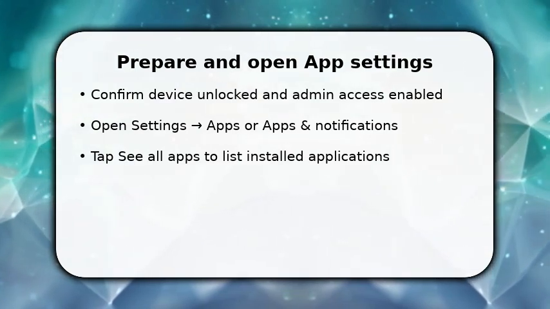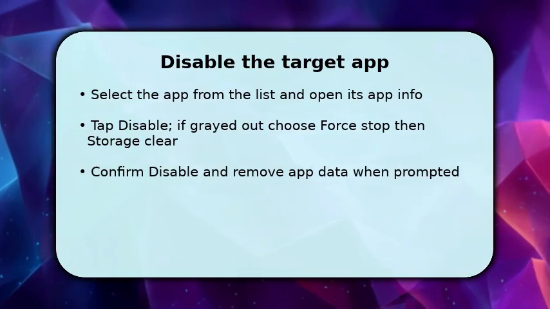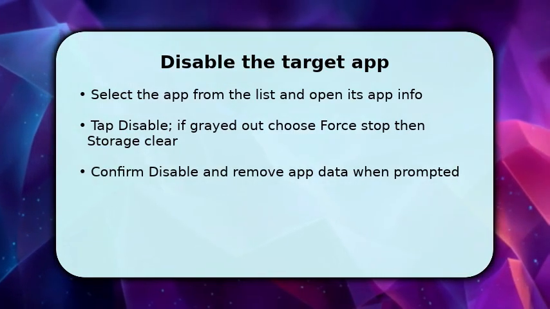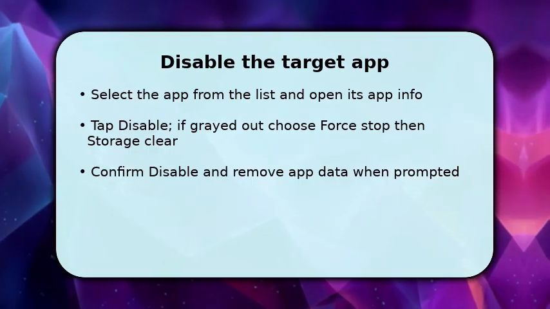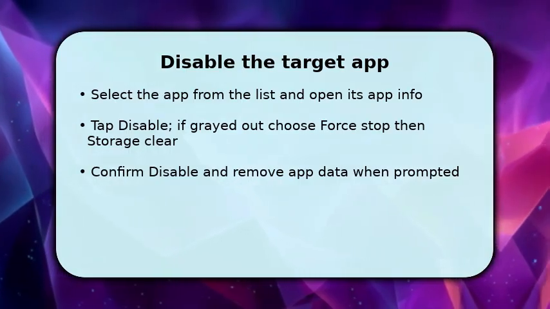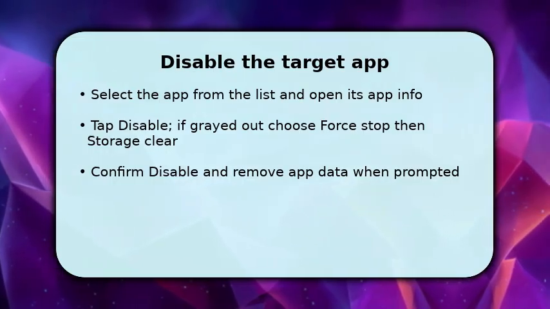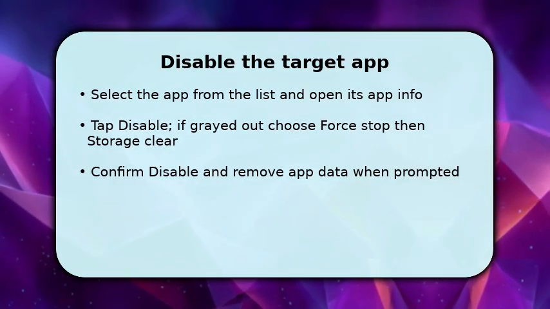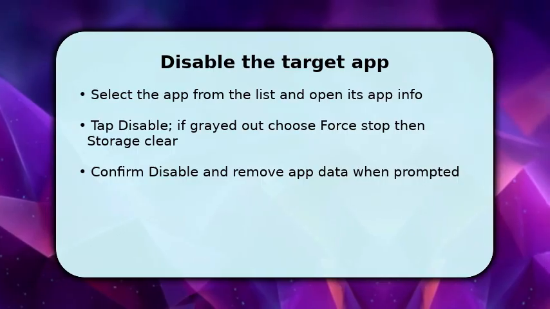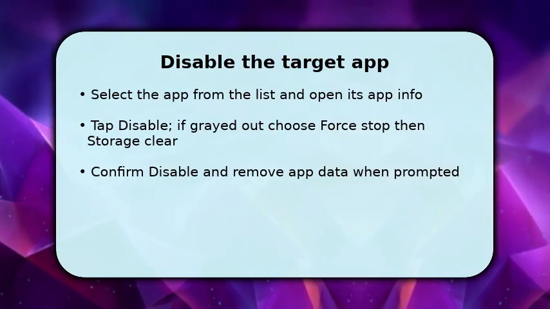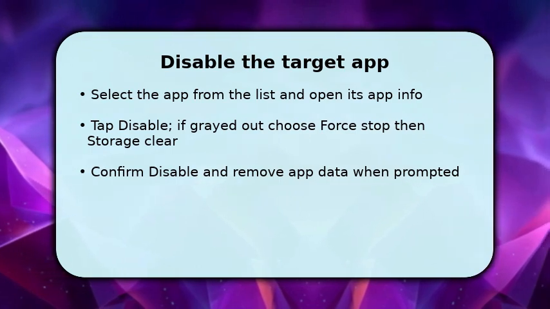You now pick the app and open App Info. This is the control center for that package. If Disable is active, tap it and confirm. If it's grayed out, first use Force Stop, then Storage, right arrow, Clear Cache and Clear Storage to unlock the option. Once done, tap Disable and accept prompts about reverting to factory version or removing updates. Make sure to read the confirmation so you know whether this affects widgets or signed-in accounts. That's why you clear data first.